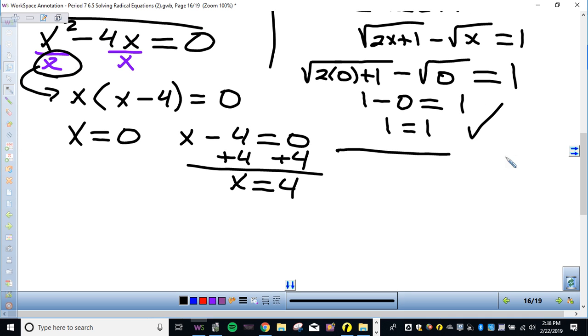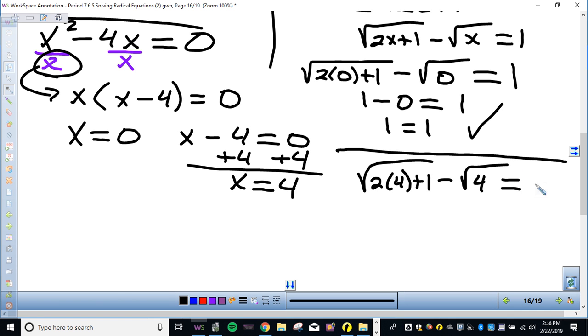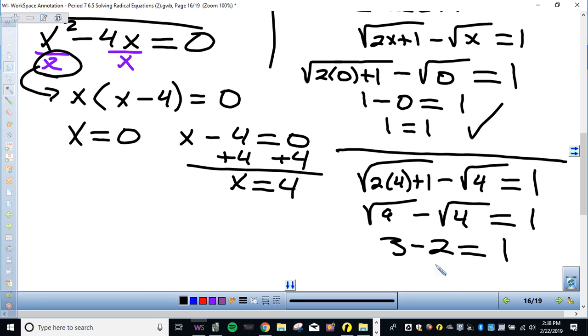And then we're going to plug in the 4. So square root of 2 times 4 plus 1 minus square root of 4 equals 1. Ethan, what do I get under the radical? For that one, you get 8, so you get 9. So square root of 9 minus square root of 4. Square root of 9 is 3, square root of 4 is 2. And again, 1 equals 1, so that one works also. Okay.